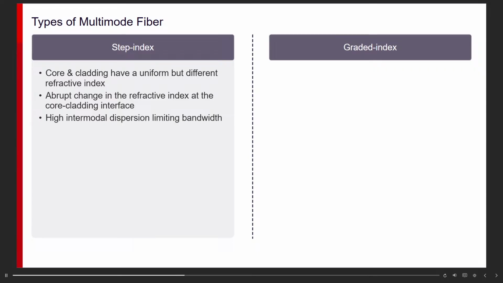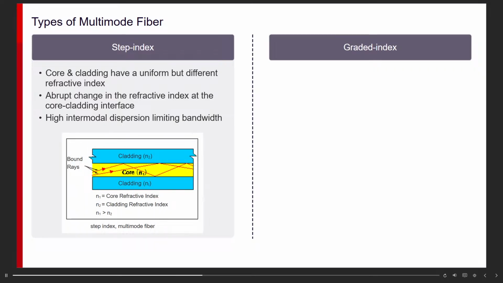As a result, there is an abrupt change in the refractive index at the core cladding interface, or boundary. Light rays are reflected at this interface and are propagated along the fiber. However, the transmitted pulse spreads when it reaches the fiber end, as light rays travel at different paths and speeds in the fiber core. This intermodal dispersion limits the bandwidth or information carrying capacity of the fiber.